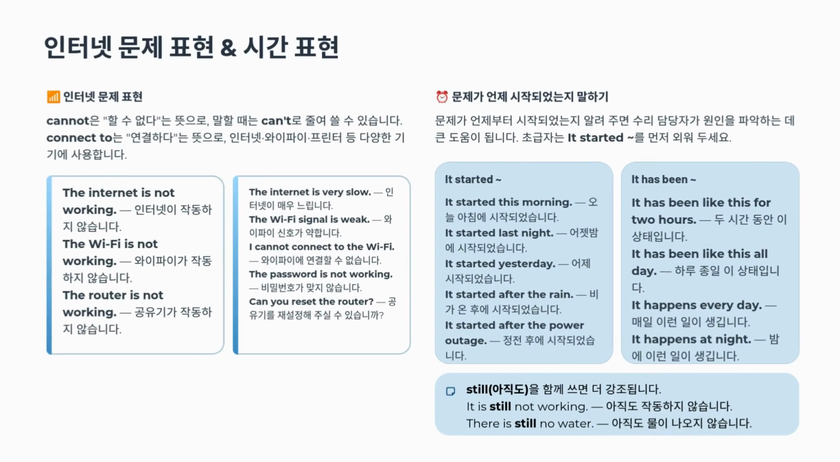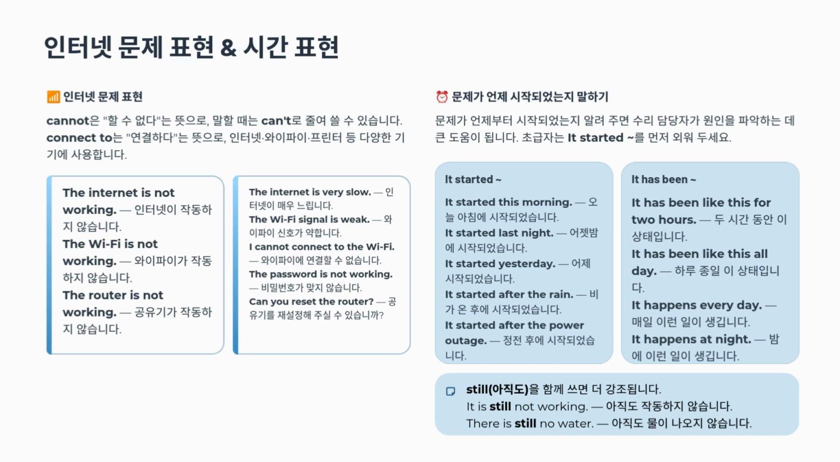For internet problems, begin with the simplest sentence. The internet is not working, or the Wi-Fi is not working. Add details when necessary. The internet is very slow. The Wi-Fi signal is weak. I cannot connect to the Wi-Fi. The password is not working, or can you reset the router?